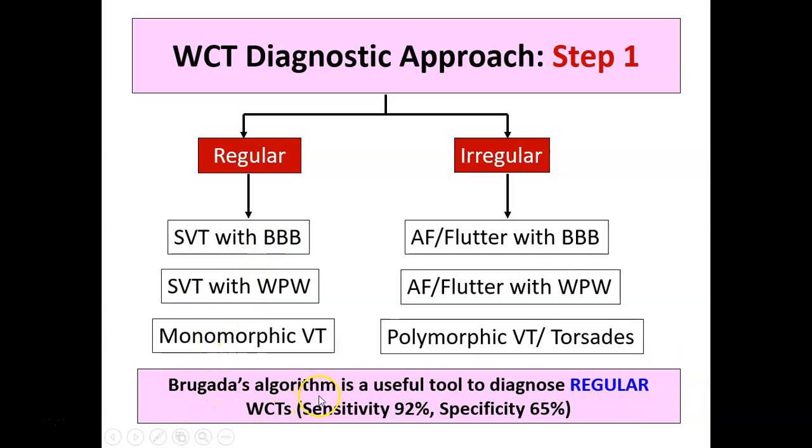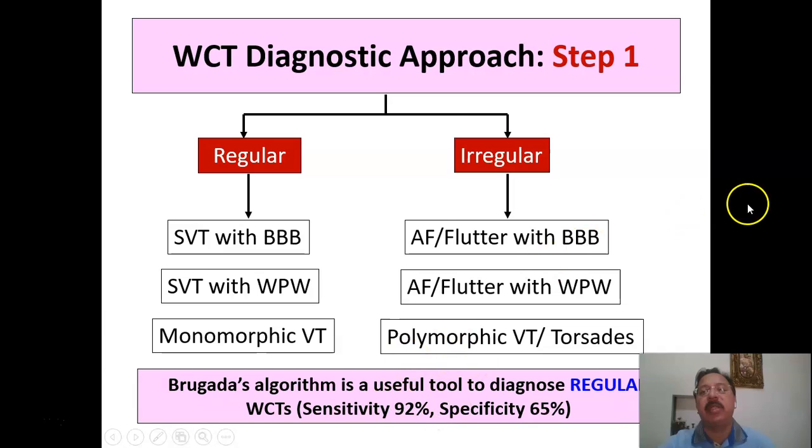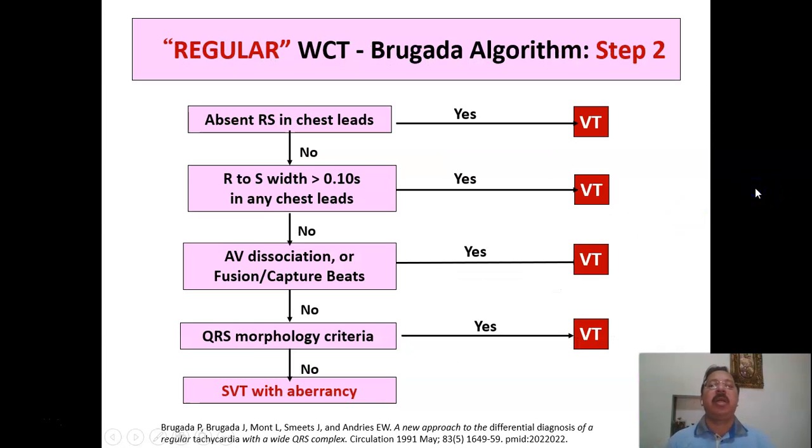So Brugada's algorithm, which we are soon going to see, is a useful tool to diagnose regular wide complex tachycardia. It's very sensitive and specific. This is your Brugada's algorithm, and it's step 2 of the wide complex tachycardia interpretation. If you see a regular wide complex tachycardia, immediately look at the chest leads and see if there is absent RS in the chest leads. If the answer is yes, this is ventricular tachycardia. Story is over. Not obvious, go to the next step.